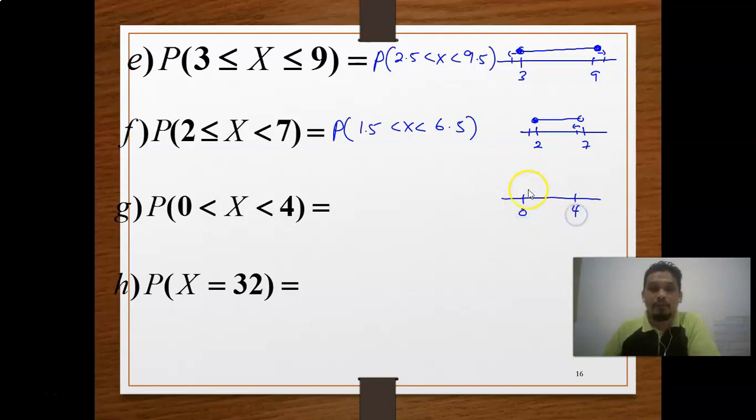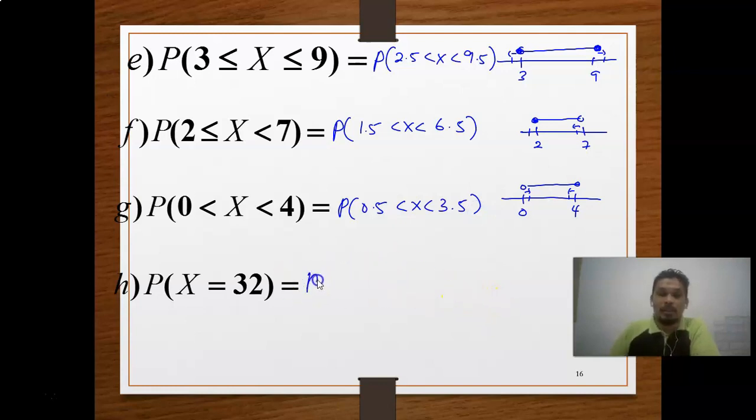0 and 4. Okay, so this does not include 0 here, so we take 0.5 step to the right, and this does not include 4, so we subtract 0.5 here. So then x lies between 0.5 and 4 minus 0.5, 3.5. Okay, and this one here we just take 32 minus 0.5, which is 31.5, and here 32.5.